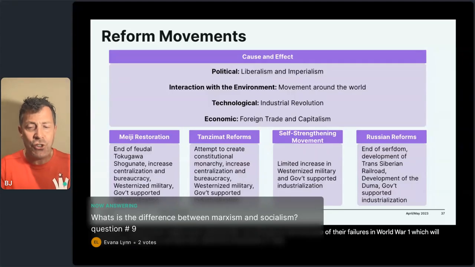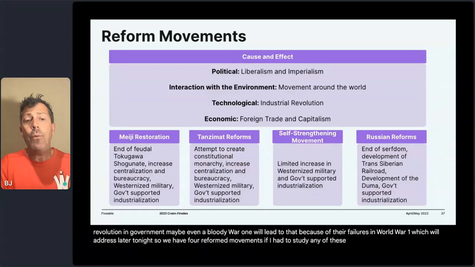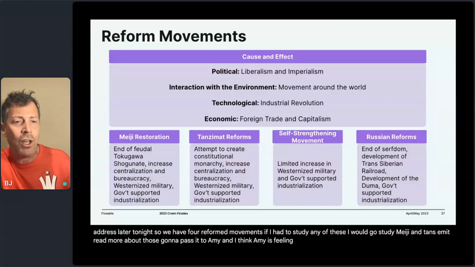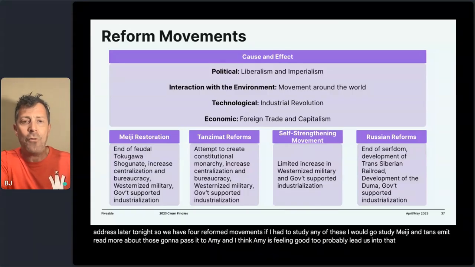If I had to study any of these, I would go study Meiji and Tanzimat, read more about those. Going to pass it to Amy, and I think Amy's feeling good to probably lead us into that 5-minute break.